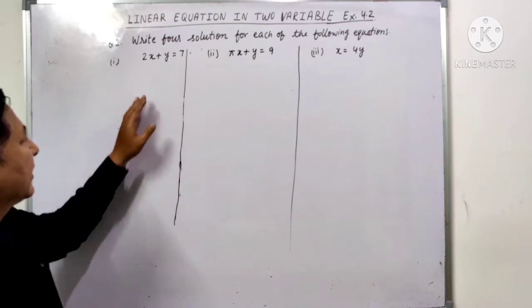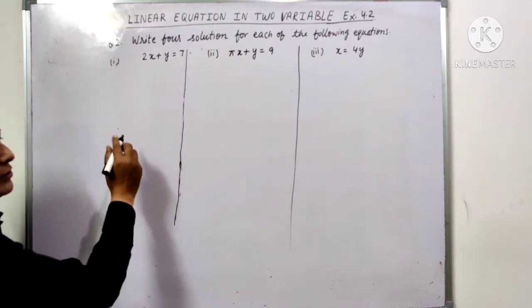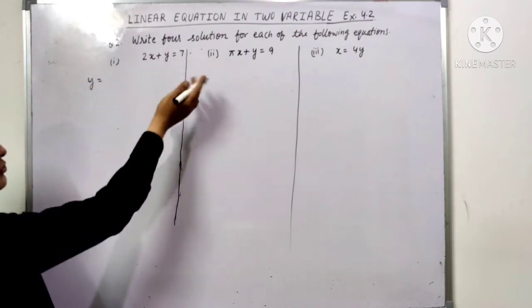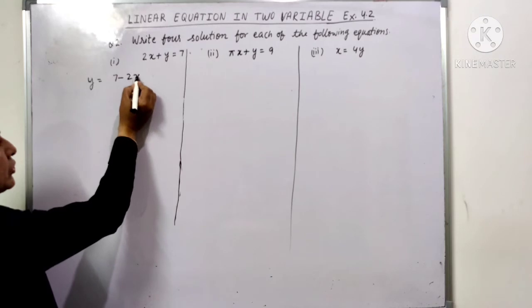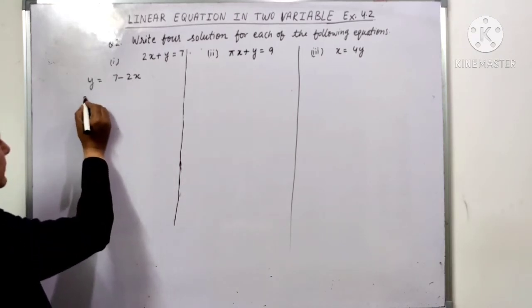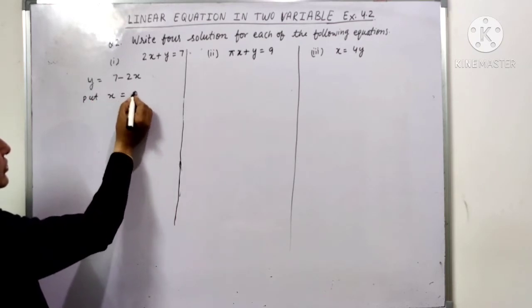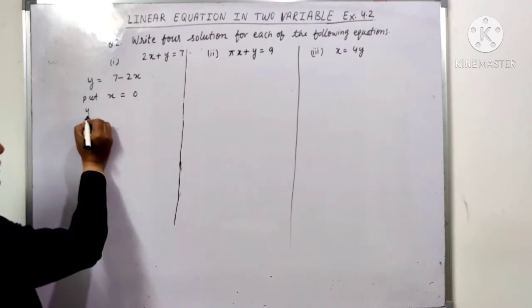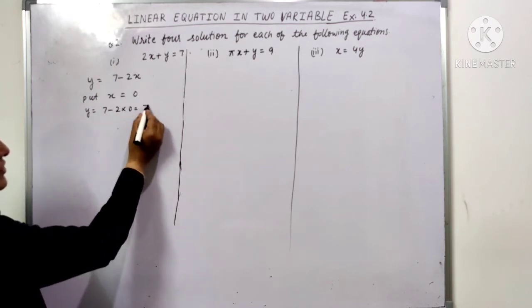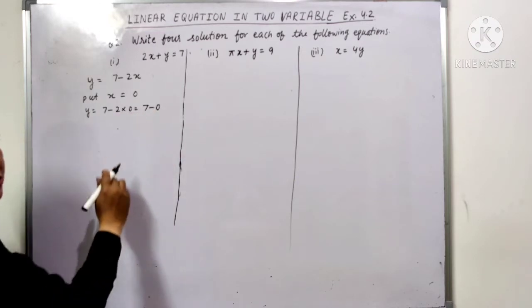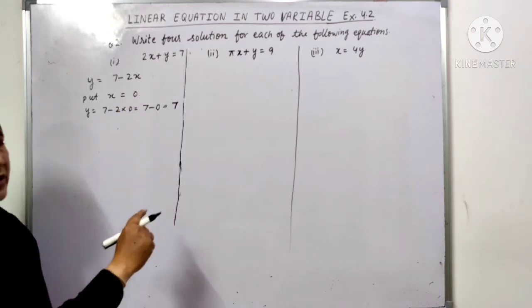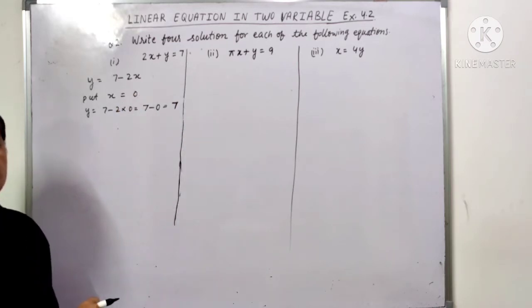Now let us solve the first part: 2x plus y is equal to 7. It can be written in this form: y is equal to 7 minus 2x, after we transpose 2x to that side. Now we are going to put values of x here. Put x equal to 0. So y will be equal to 7 minus 2 into 0. When we solve this, it becomes 7 minus 0, since 2 into 0 is 0, that is equal to 7. So when we put x equal to 0, we get y equal to 7.